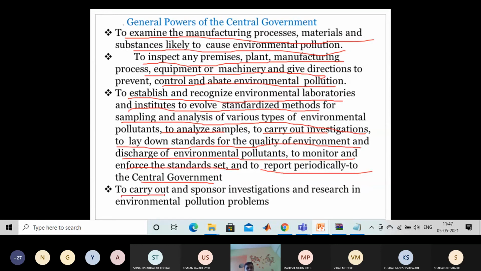To carry out and sponsor investigations and research in environmental pollution problems, means they are also promoting research. If any problem is there, for example a heavy metal problem in a particular area, and a researcher has to perform research on that particular element, in that case also the authority gives sponsorship or provides supporting documents or supporting infrastructure to that researcher to get the required output.